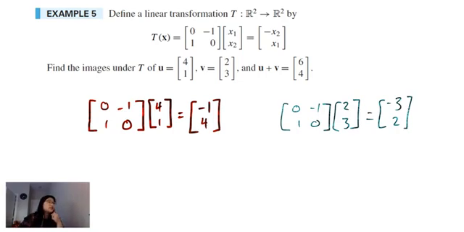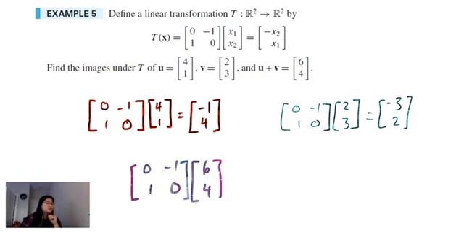And finally, what do we have for U plus V? We have U plus V is 6, 4. So then our transformation is going to be, for 6, 4, we're swapping, so the second row becomes the first row and it gets negated, and then the second entry is our first entry without a change in the sign.